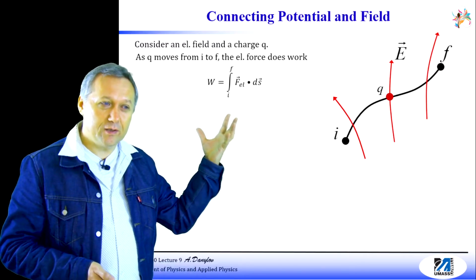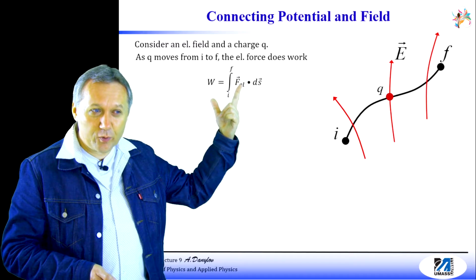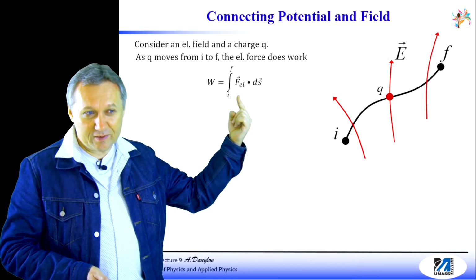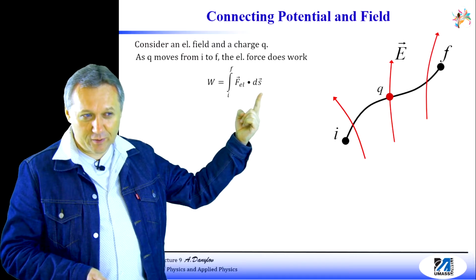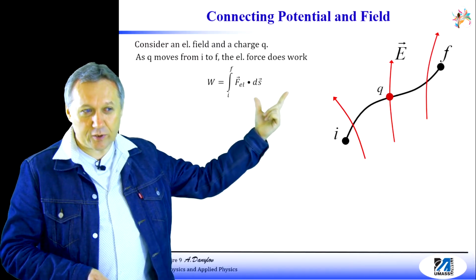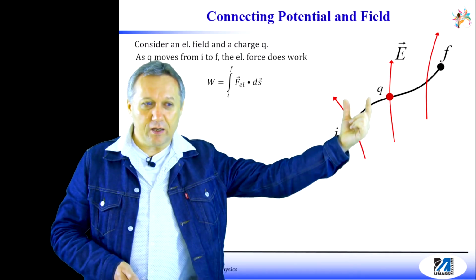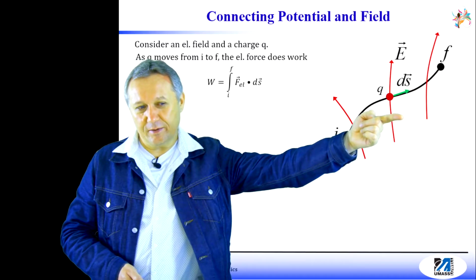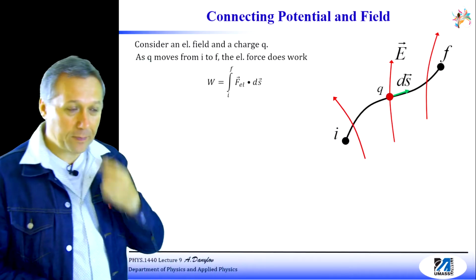So it's an integral from the initial to the final point of a dot product, scalar product. In this case, electric force dotted with infinitesimally small displacement. Again, what is small displacement? It's an infinitesimally small displacement over here. I can show it, ds in green. You see that green vector ds.